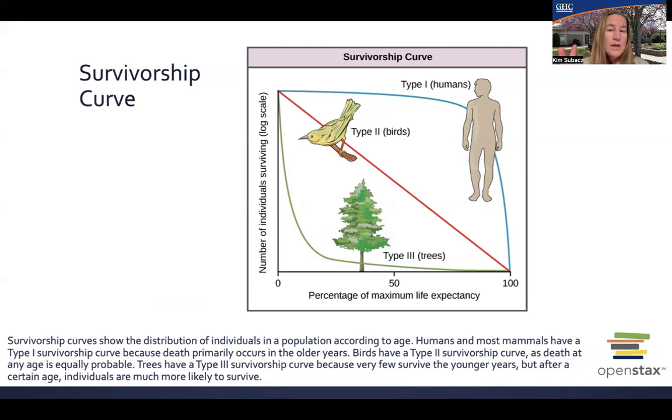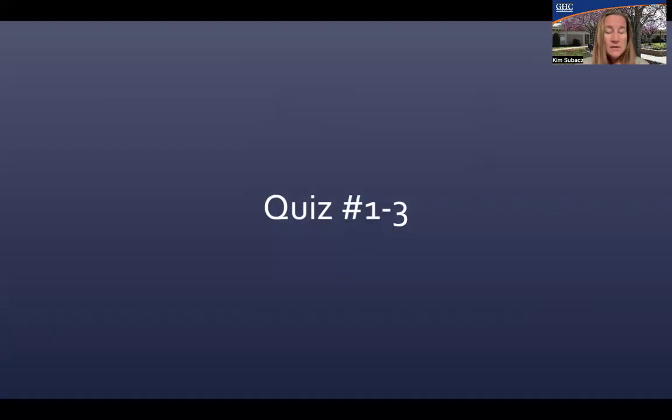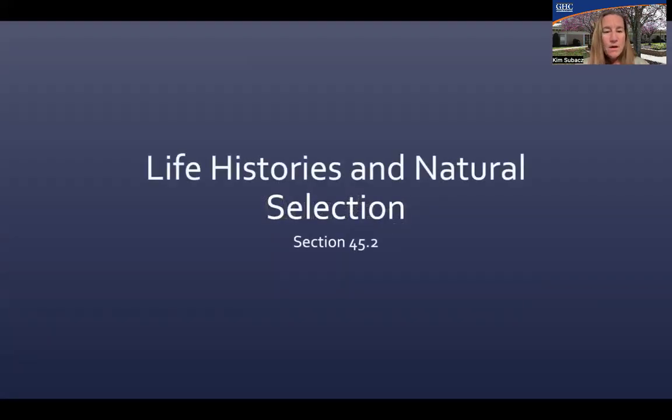So definitely know the type 1, 2, and 3 survivorship curves and examples of those, because I totally have a test question about that one. But we'll go over test review later. All right, so life histories and natural selection.